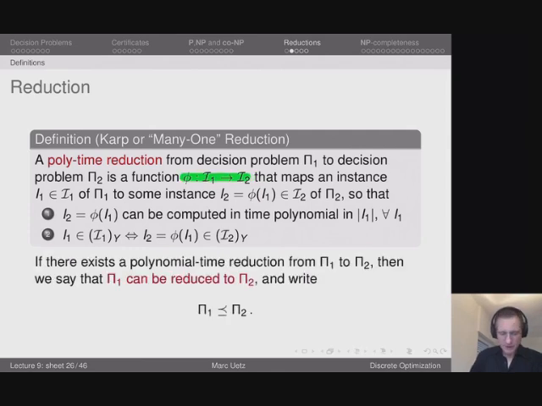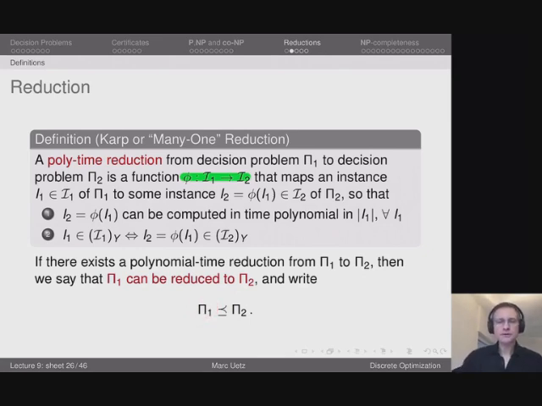And then once we have such a polynomial time reduction from problem 1 to problem 2, we say Π1 can be reduced to Π2, and in writing, this is expressed by this kind of curly smaller or equal sign, with the idea that this problem is in some sense smaller or less difficult than this problem, or in other words, this problem Π2 is at least as difficult as problem Π1.